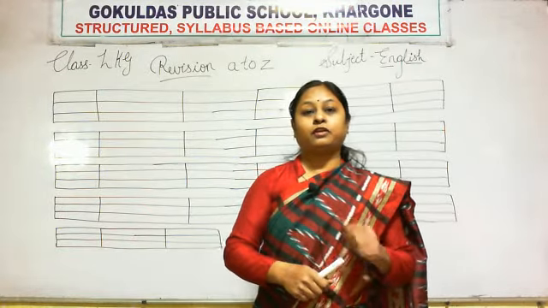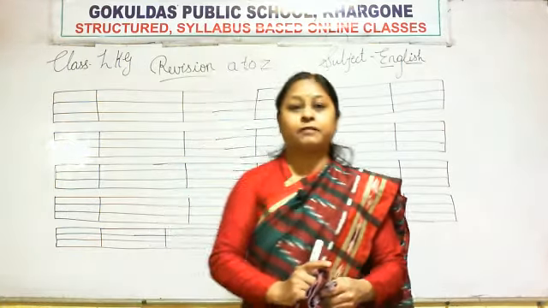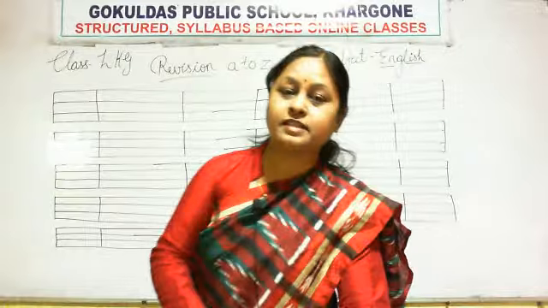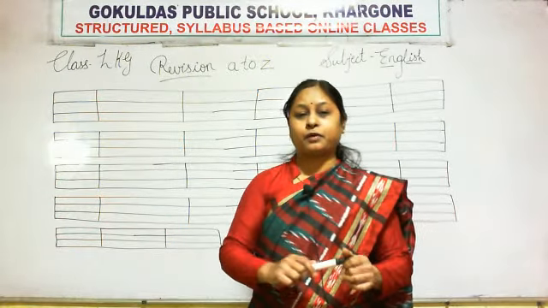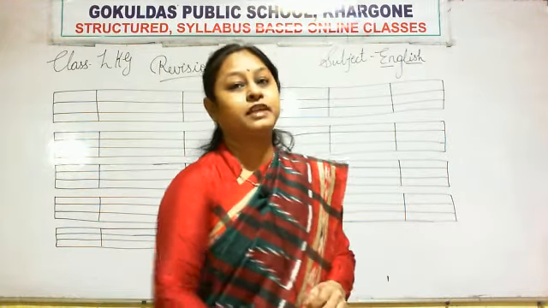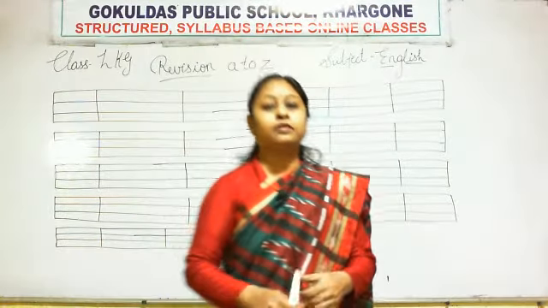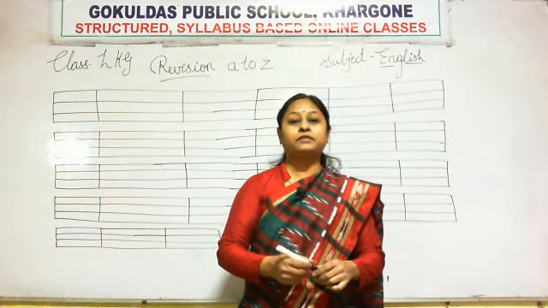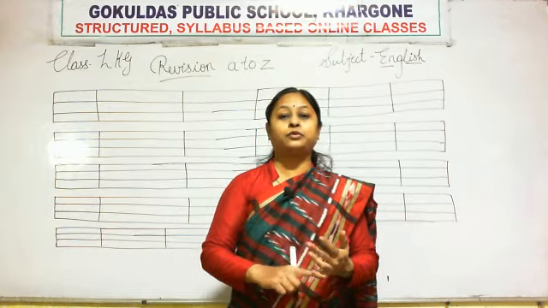Okay. So all of you take out your notebooks, pencils, erasers and sharpeners. Sharpen your pencil. Yes, beta, fast. Taken out? Ready for writing? Yes, we will write lowercase letters A to Z.